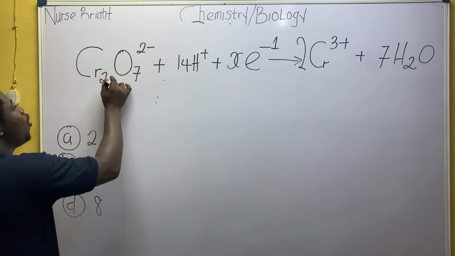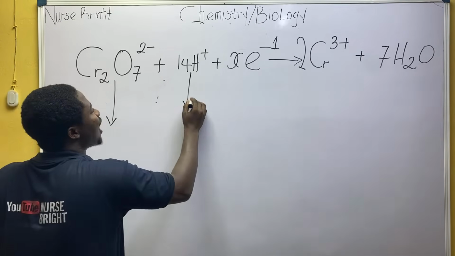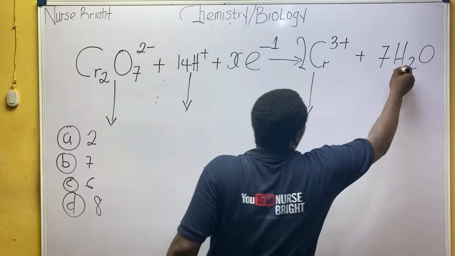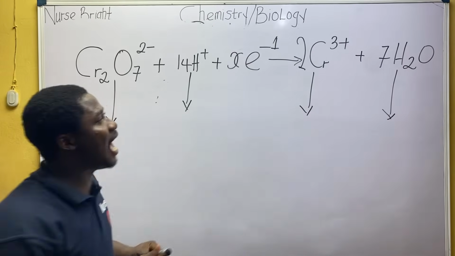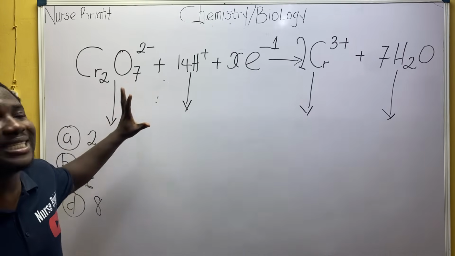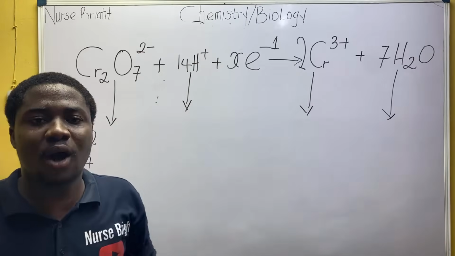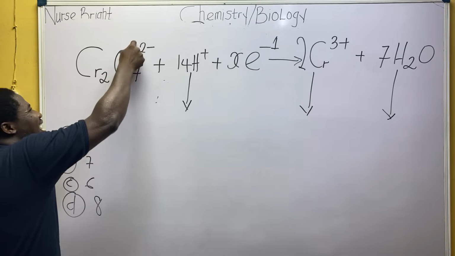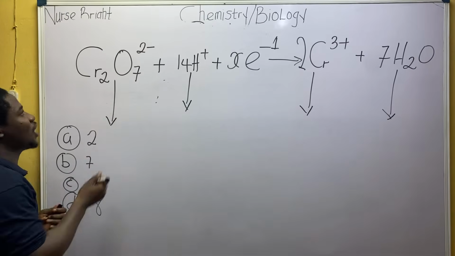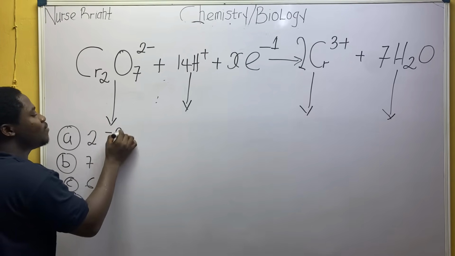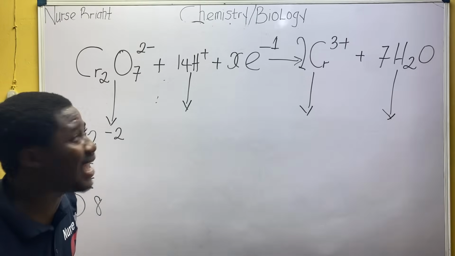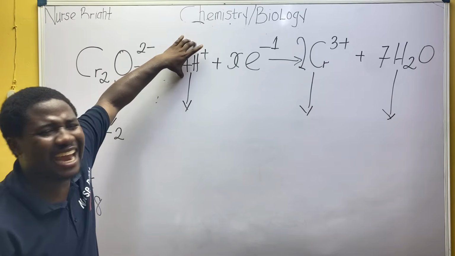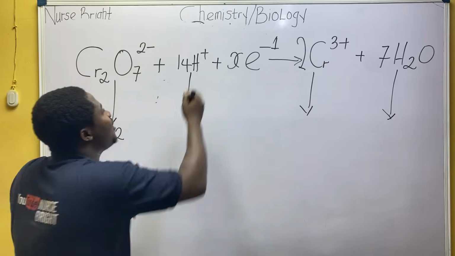The first step is to bring out the net charges of all the substances involved on the left and right sides. What is the net charge of Cr2O7? The overall charge holding everything is minus 2, so you write it out. What is the net charge of H plus? Normally it is plus 1.